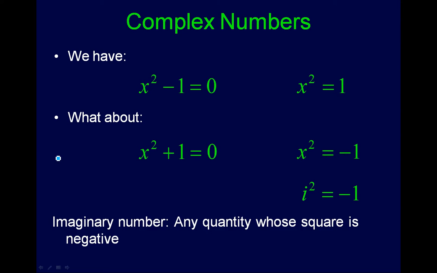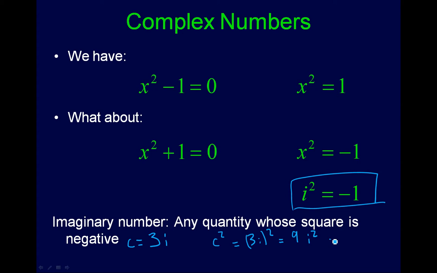An imaginary number is any quantity whose square is negative. So there's a whole bunch of these. Like, for instance, an imaginary number also would be 3i. And so let's call that c equals 3i. And if I square that, c squared, I get (3i) squared. That'll give me 9 times i squared. And of course, we know the definition of i squared is negative 1, so this gives us negative 9. So here's another imaginary number, again, some quantity whose square is negative.